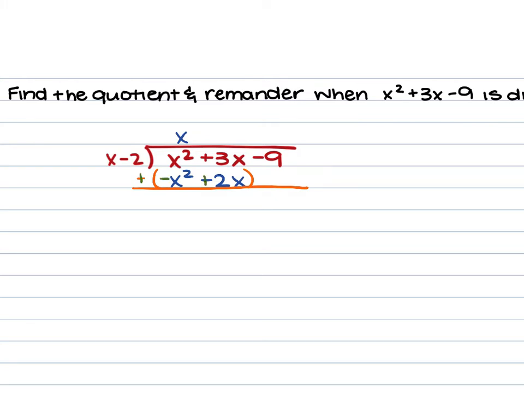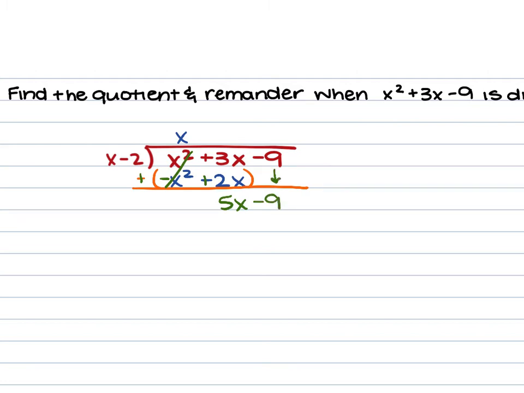The x squared becomes negative. The negative 2x becomes positive 2x. So from here, combine your like terms. x squared minus x squared is 0. They cancel out. 3x plus 2x is 5x. And then we drop down that negative 9.